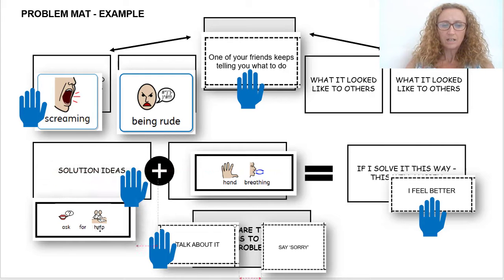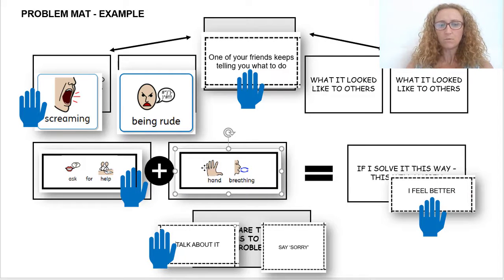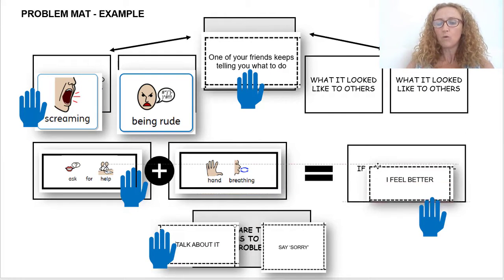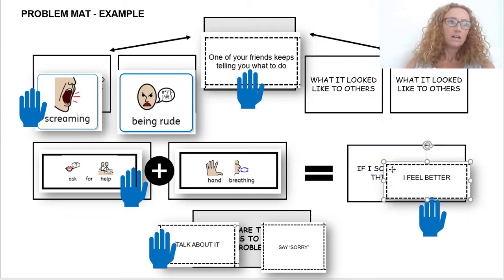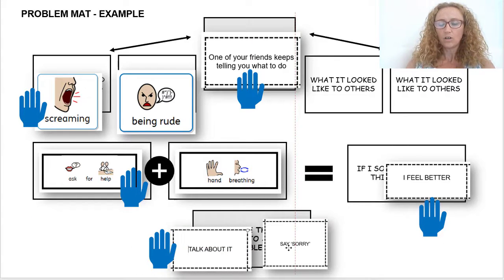You've got here solution ideas, and there's visual. I'll go through in a moment, but I've got visual ones and I've got text ones. And it's about, if I do it this way, what will happen? I'll feel better. The other person will feel better. It's kind of like friends will continue. So which ones are you going to choose? I'm going to go for talking about it and saying sorry. So you've got here which ones are effective in this scenario.